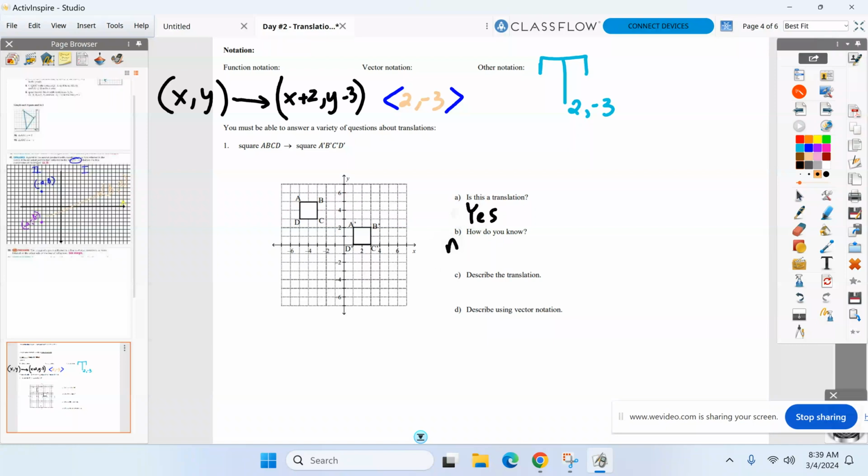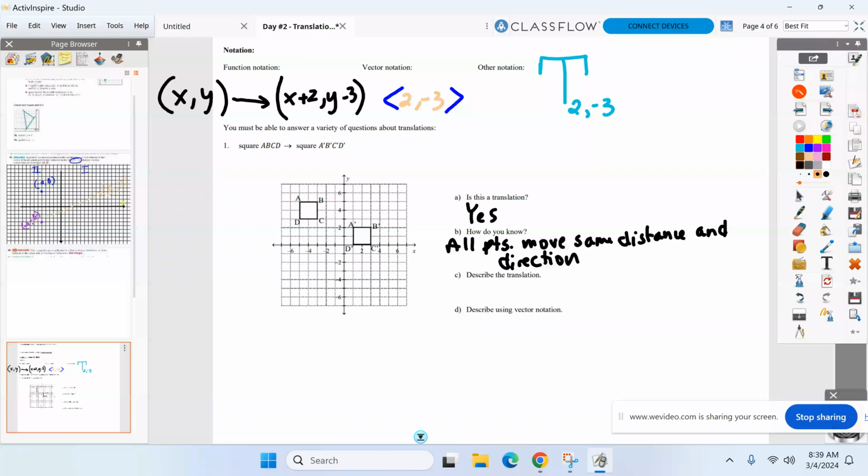How do I know? All points move same distance and direction. That is a translation. Just because you saw it was a slide does not mean anything. It's got to be a slide in the same distance, in the same direction.